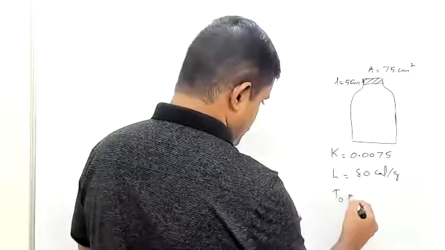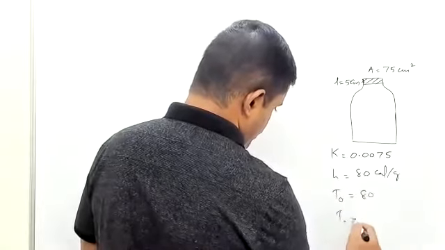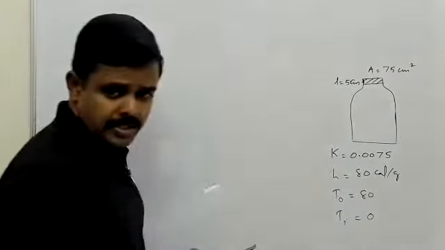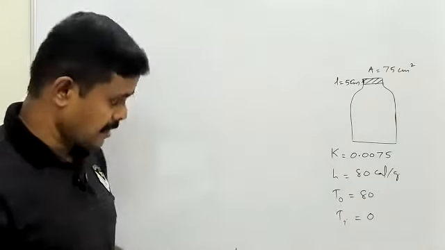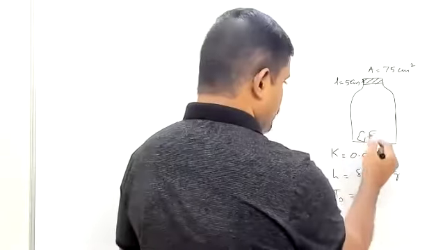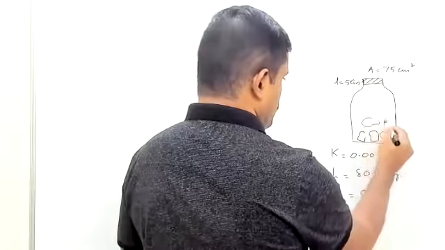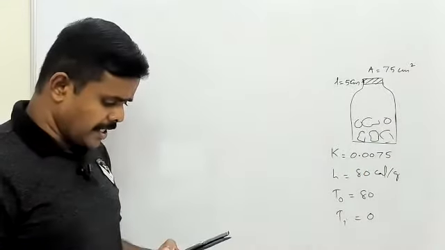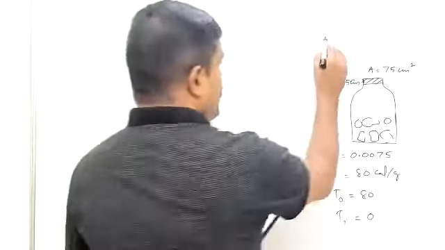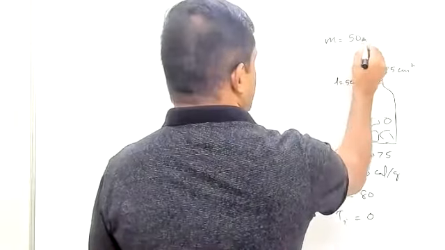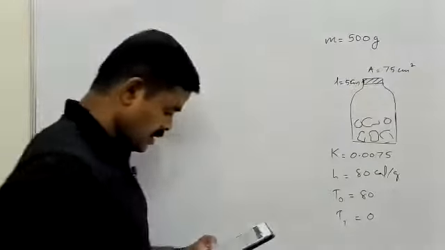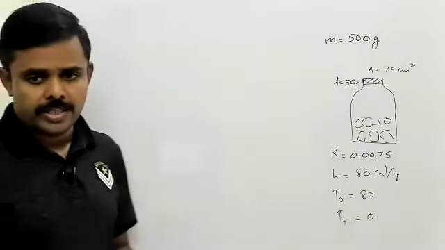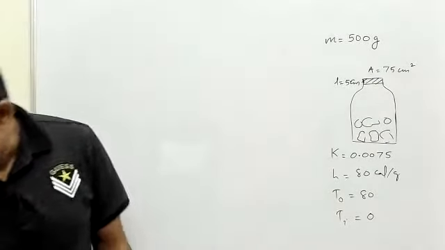The temperature outside is 40, the temperature inside is 0. How do I know the temperature inside is 0? Because there is ice kept inside. Ice kept inside like this. And then the time taken by 500 grams of ice. So the mass of ice is also given, 500 grams of ice to melt into water at 0 degrees Celsius. Hope you got an idea now.